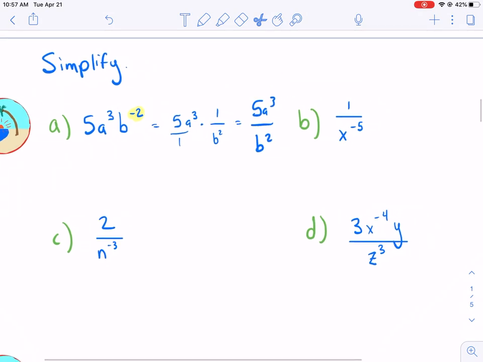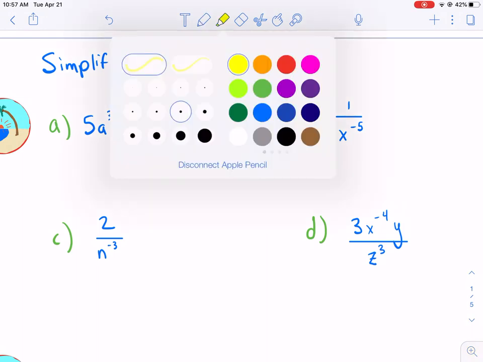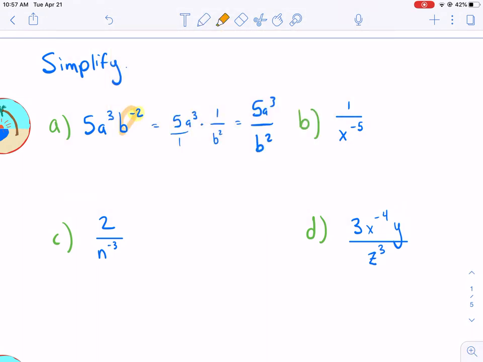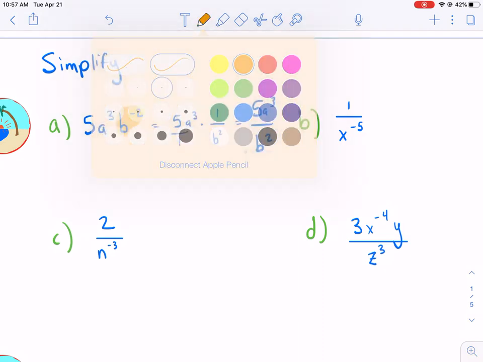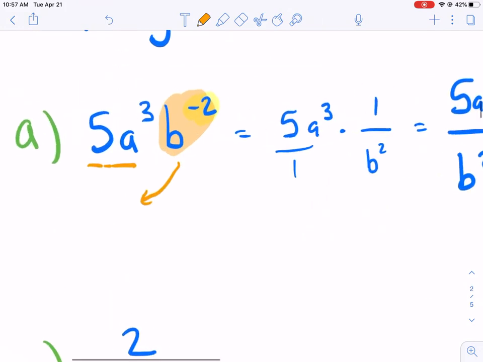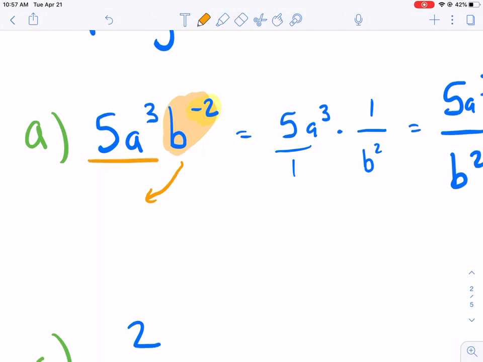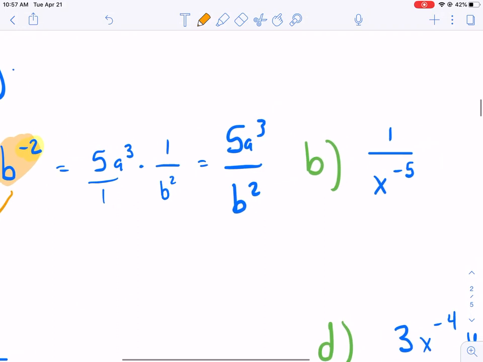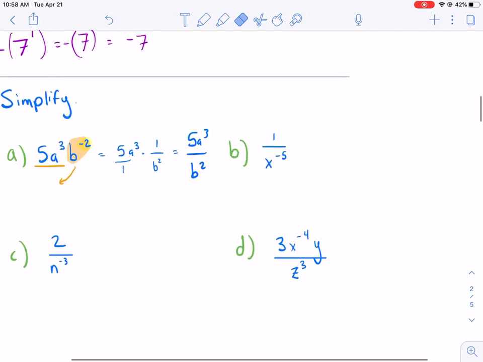Okay, one way I like to think of this is anytime you have a negative exponent, so you have b to the negative second, this is simply going to go to the denominator. So you're going to have an invisible fraction bar, and you're going to add it there. And then this goes to the denominator to become positive, okay, as it is demonstrated here. So it went from the numerator as negative to the denominator as positive, okay?